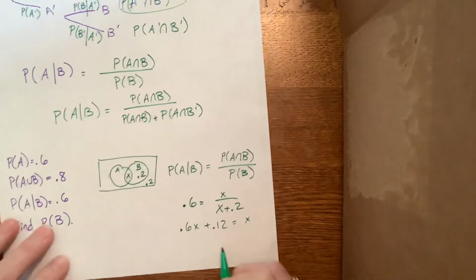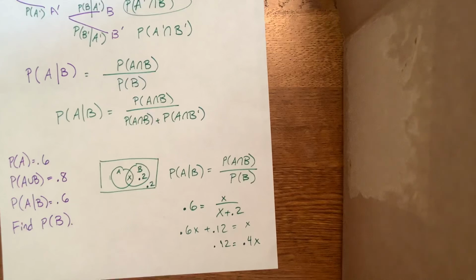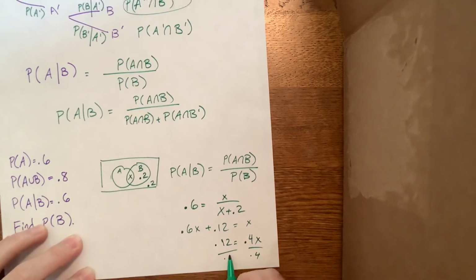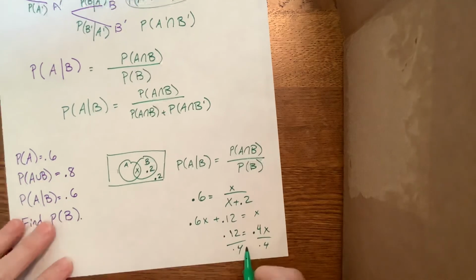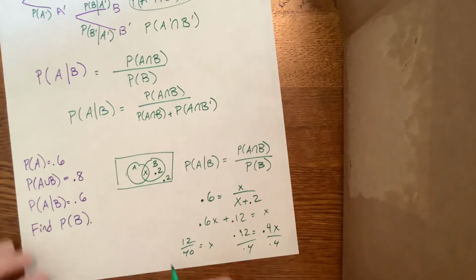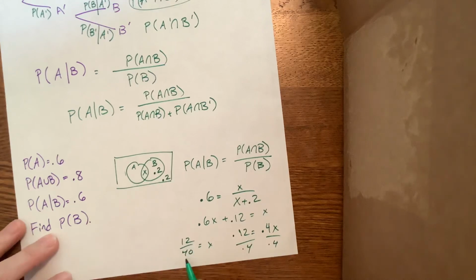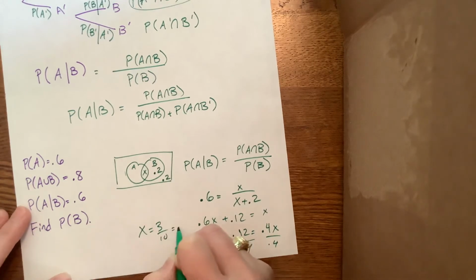Now I end up with 0.6x plus 0.12 is equal to x. If I subtract that, I get 0.4x equals 1 minus 6/10. Divide by 0.4. Let's multiply by 10 or 100, so this is 12 over 40 is equal to x. We can reduce that by dividing by 4. That's 3 over 10. Oh, funny. So x is 3/10 or 0.3.